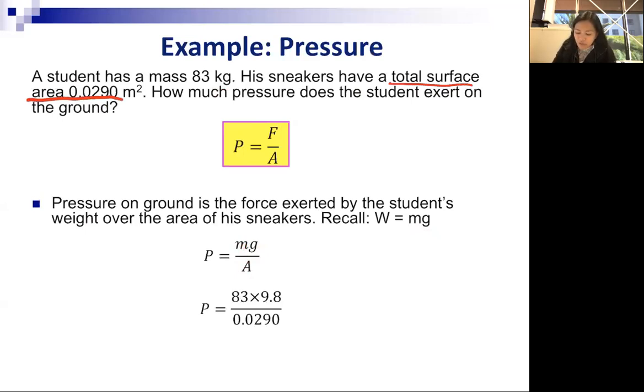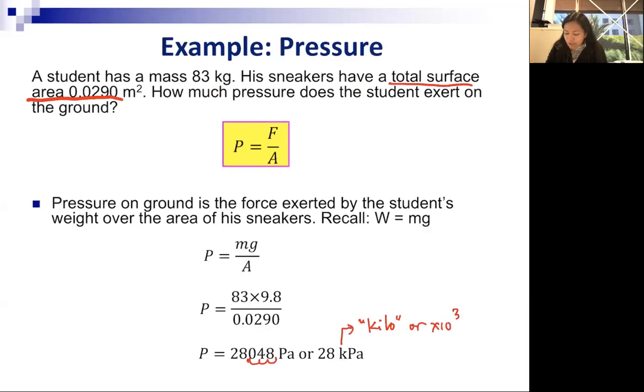The student's mass is 83 kilograms times gravitational acceleration 9.8, and that's distributed over the surface area of the sneakers, 0.0290, giving you a pressure of 28,048 pascals. If you write that in terms of prefixes, if you move this decimal 3 spaces, then you'll have 28 times 10 to the 3. Times 10 to the 3 is kilo. So this is the prefix kilo, or times 10 to the 3.